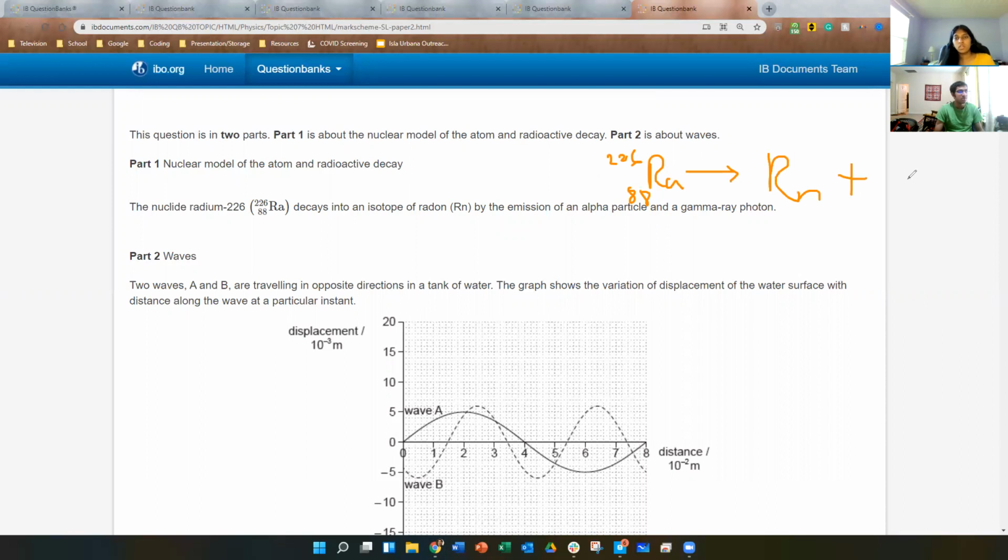Radon, then there's an emission of an alpha particle, 2, 4, and a gamma ray photon, right? Nothing else? I believe that's it. And then that should be 86, and that should be 222. Yeah. Okay.